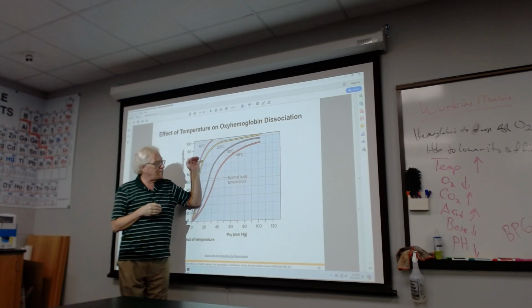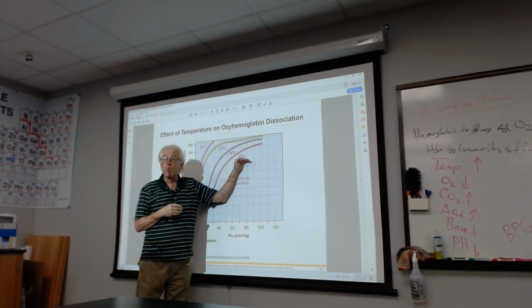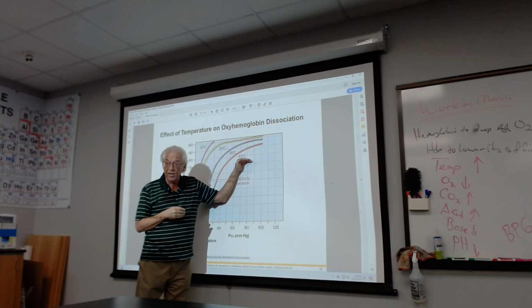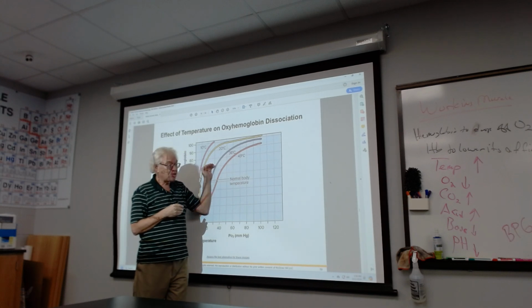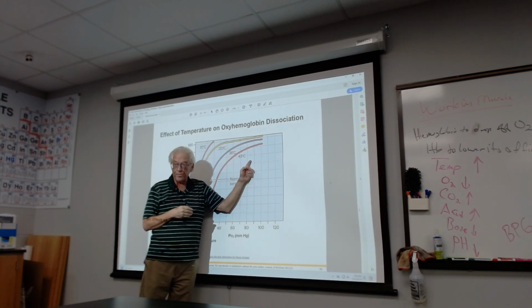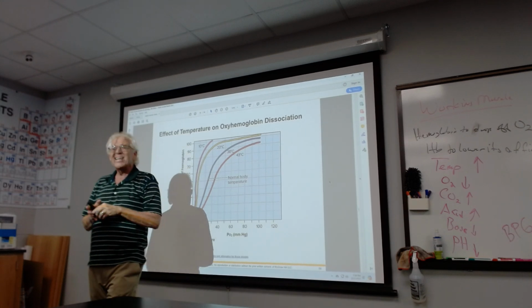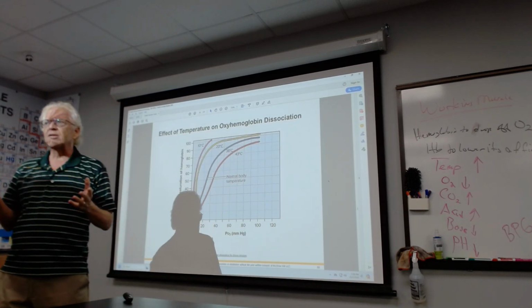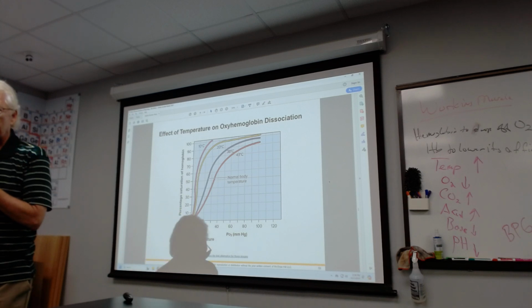What happens if you get hotter? More oxygen jumps off the hemoglobin. That's why it shifts when you get hotter. Now, what clinical significance does this have for our patients?